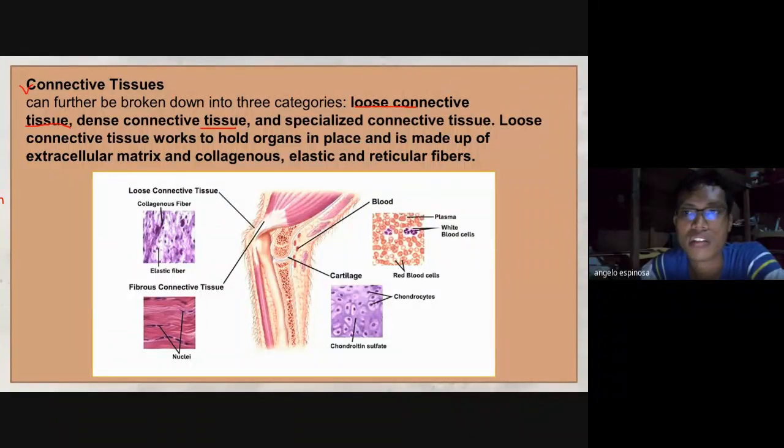And specialized connective tissues. You have loose connective tissues, works to hold organs in place, and it's made up of extracellular matrix and collagenous. Yung collagenous dyan, yan yung tinatawag natin na parang liquid na nagbibigay ng movement and locomotion. Okay, and then elastic siya, and then reticular fibers. So yun, that's the work of connective tissues.